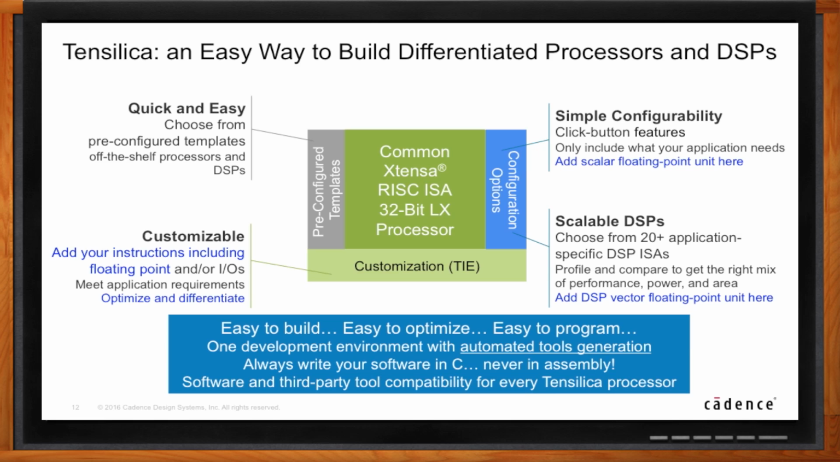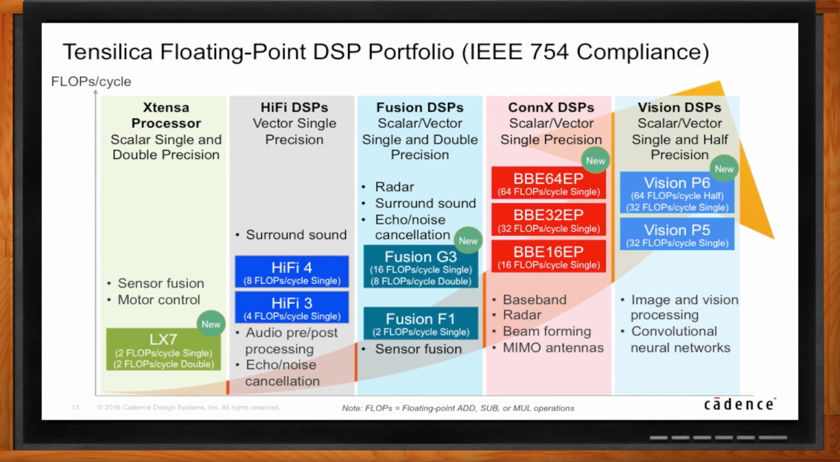Cool. Okay. So what kind of flavors of DSPs are we talking about here? If I need floating point, what are my options? Right. So this shows all the options of the floating point DSPs that you can configure using the processor generator. So you have the Xtensa processor where you can configure your floating point, going all the way from the HiFis and the Fusion DSPs that we talked about to the Connex BBEs and the Vision, all with floating point capabilities.